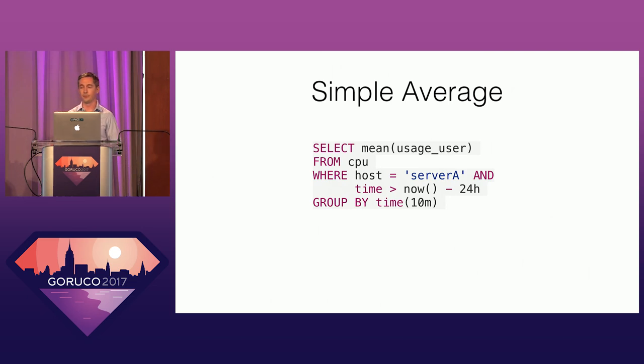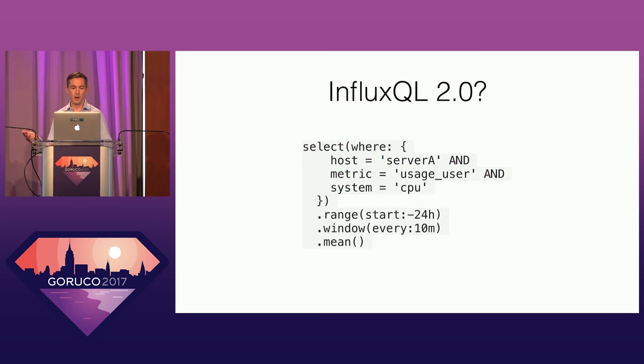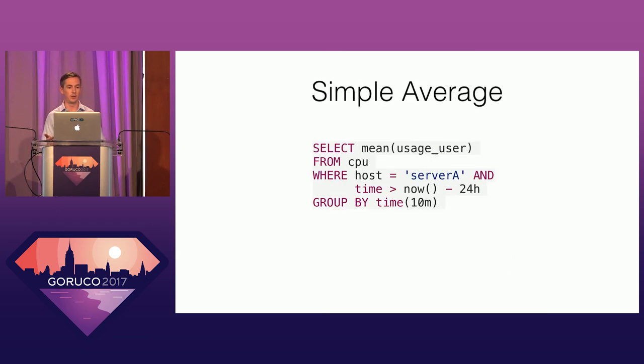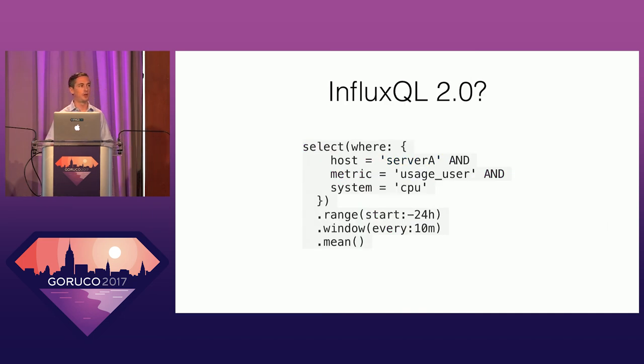Now, in InfluxQL as it stands today, grabbing an average would look something like this. This is, for the last 24 hours, give me 10-minute averages of my CPU usage per user on server A. The way I'm thinking about doing it in InfluxQL 2.0 is like this. Now, it doesn't look more efficient at all, right? It's just a different way of looking at it. And the first one probably actually makes more sense to you because it's more familiar, which is the thing that scared me away from trying to think about other ways of doing it.